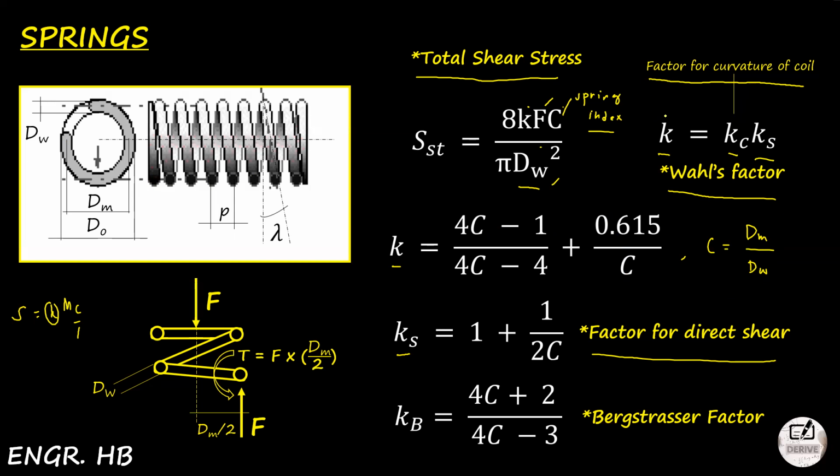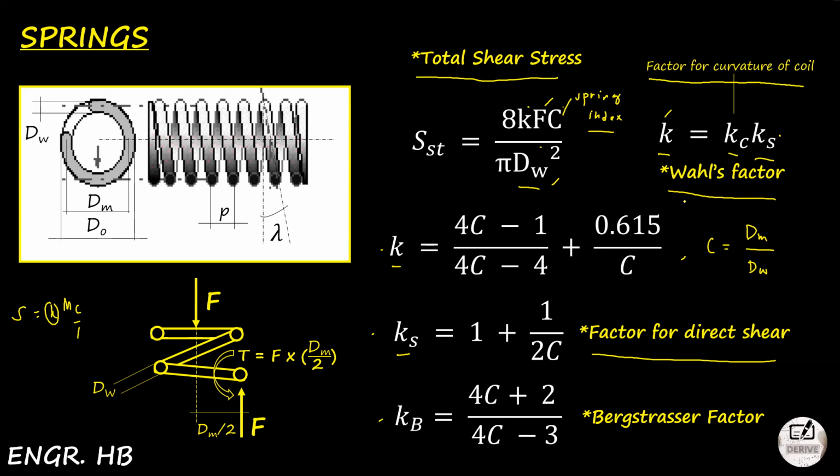So kung may Walls factor ka na at hinahanap si factor for curvature of coil, maaaring mahanap si Kc by computing for this K of having this formula and computing Ks having this formula of 1 plus 1 over 2C. So that was an easy one compared to this K. So kapag tinanong si Kc, just divide si K sa Ks kasi pareho silang may formula. Okay?